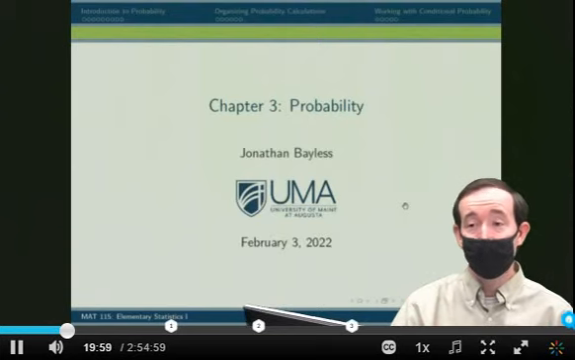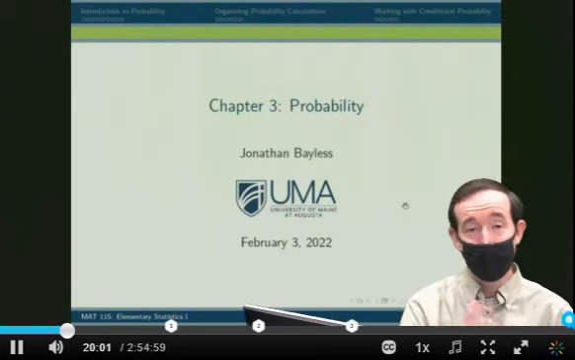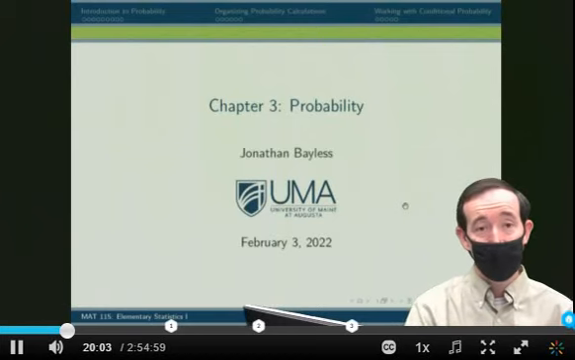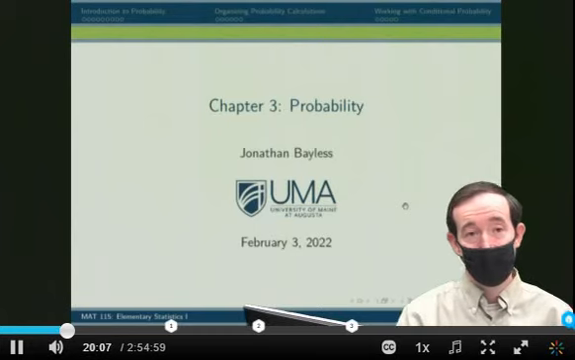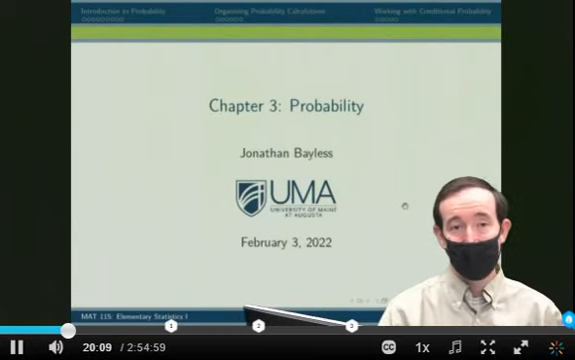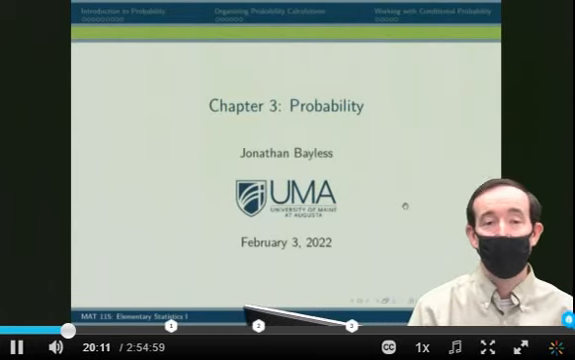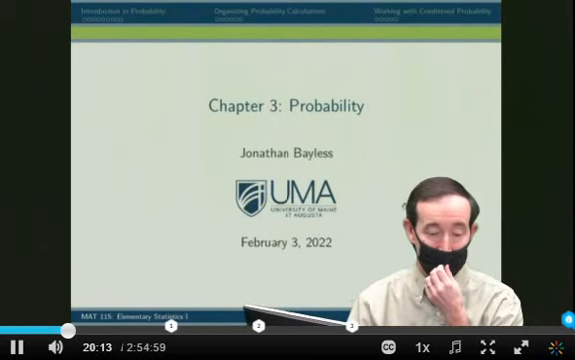Today we're going to lay down the foundations so we understand what probabilities look like, how to work with them, and how to calculate relatively straightforward probabilities. Next week we'll learn a little bit more about how probabilities interact when we have multiple probabilities put together.